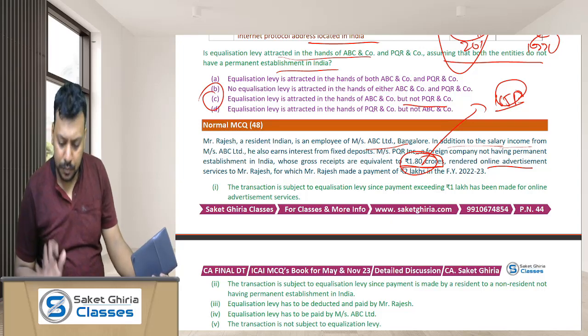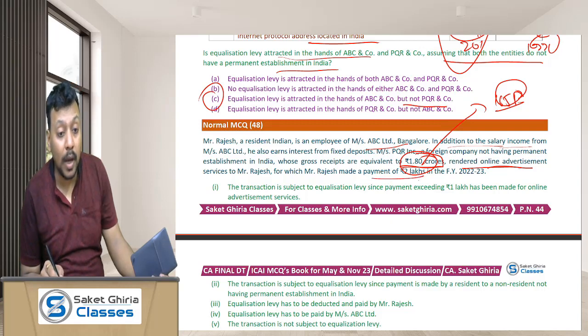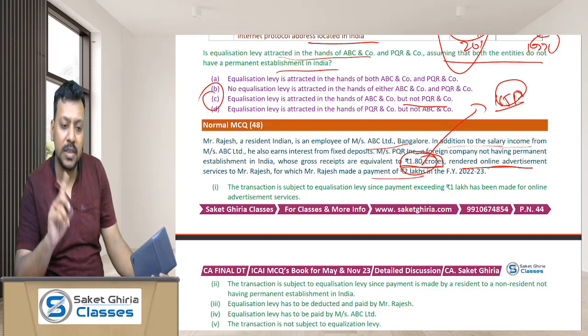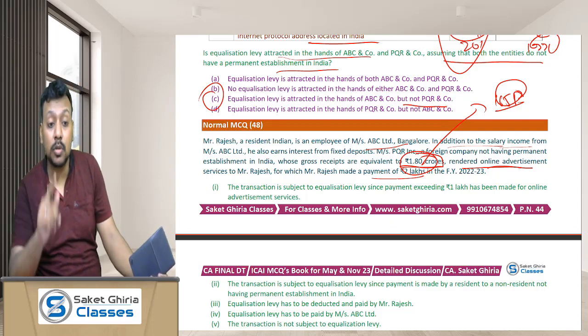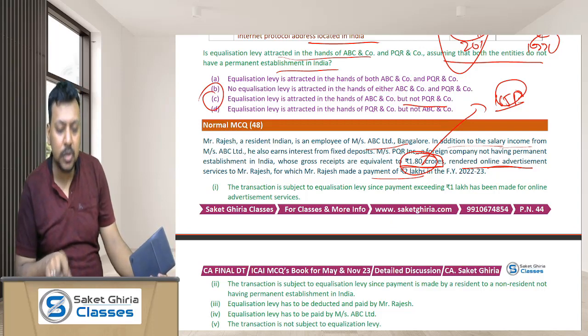But sir, here 165A is not applicable because the turnover is not less than rupees 2 crore. So, online advertisement services were rendered, for which Mr. Rajesh made a payment of 2 lakh. Sir, for 165 equalization levy applicability, the payment should be more than 1 lakh. Here the payment is rupees 2 lakh.